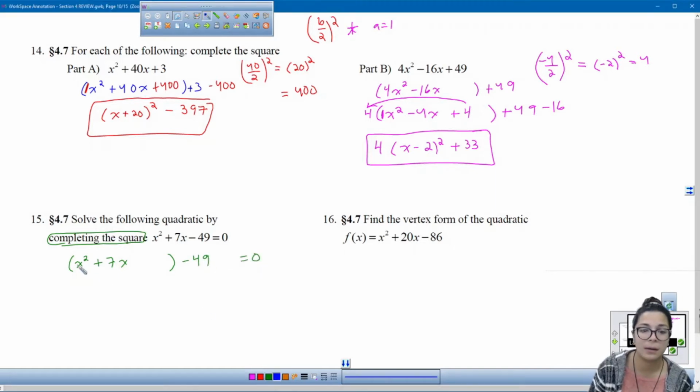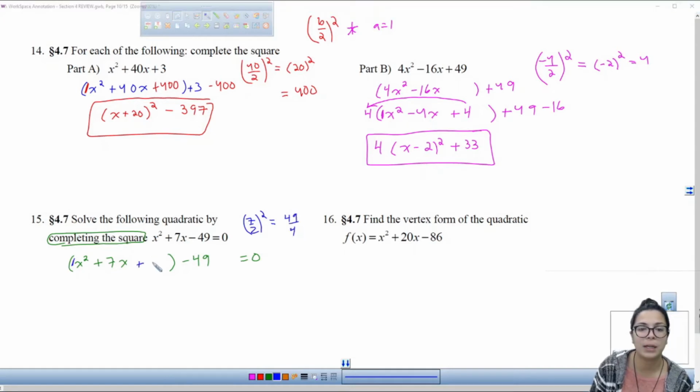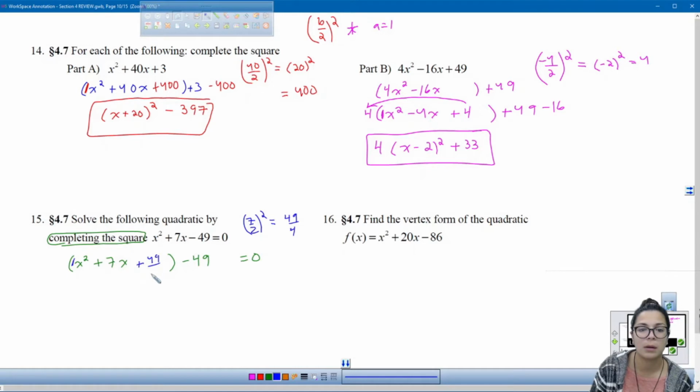And then I'm going to take the coefficient is 1, so I'm going to take the b value, which is 7, divided by 2, and square it. So 7 over 2 squared would be 49 over 4. So I'm going to add 49 over 4, and then I need to subtract 49 over 4 on the back, because there was no coefficient here. If I multiply, that's 49 over 4 times 1, which is 49 over 4.